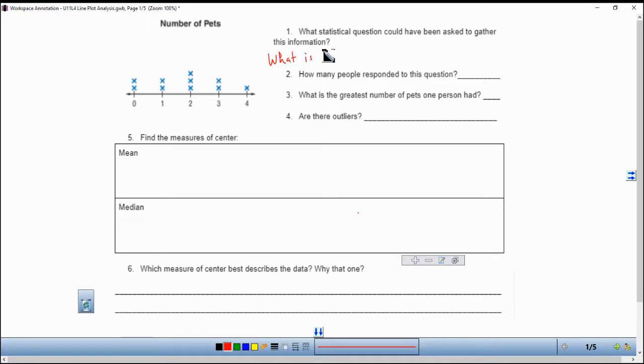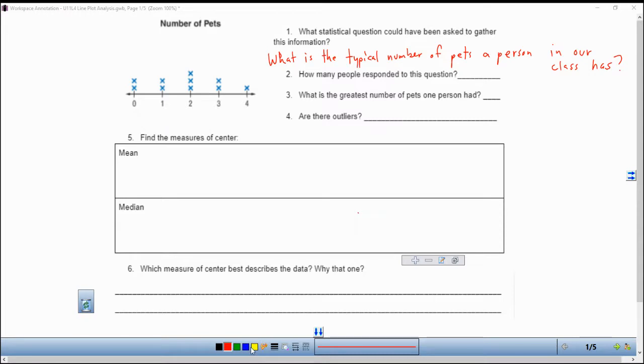So the question might be, what is the typical number of pets a person in our class has? So that's an example of a statistical question. You'd have to gather a lot of data to answer it. It's also numerical because the answers you get would be numbers. All right, let's try the next one here.